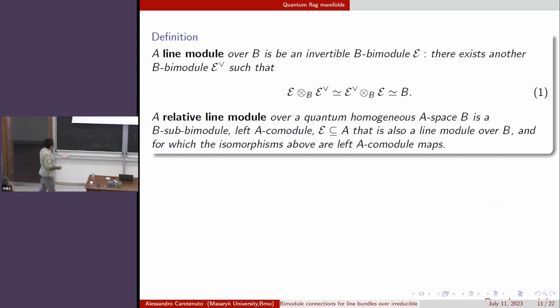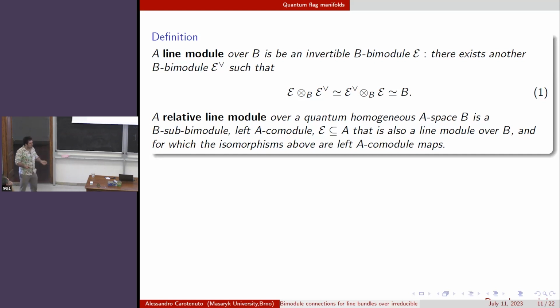Why was this object important? Because it allows us to classify relative line models. A line model or line bundle, feel free to use the two terms in an equivalent way. A line bundle over B is an invertible B bimodule, in the sense that if E is a line bundle, then there exists a dual to it in such a way that I can tensor over B on both sides, and I get something that is isomorphic to the base.